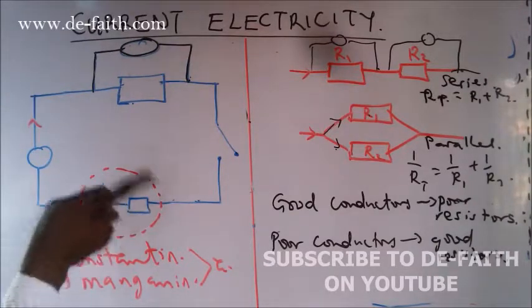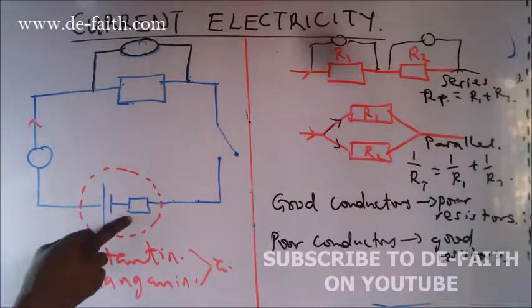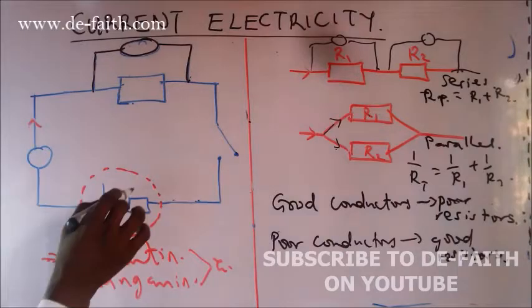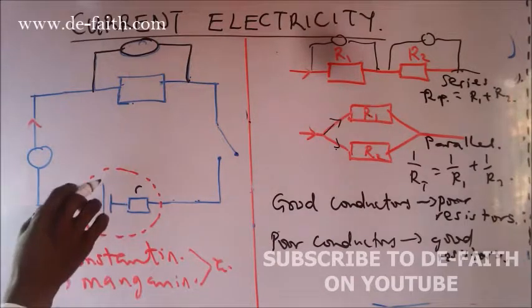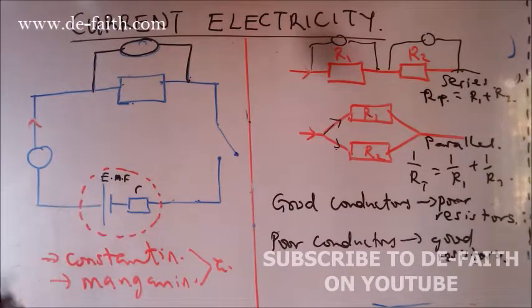Now we have a cell. Take note that several cells make up a battery. Now, in a cell, the electrolytes in the cell also pose some resistance to the flow of current, and so we have a small r over here, and this is the cell. In the cell, we have the electromotive force from here. Here we have the ammeter, and here we have the voltmeter.